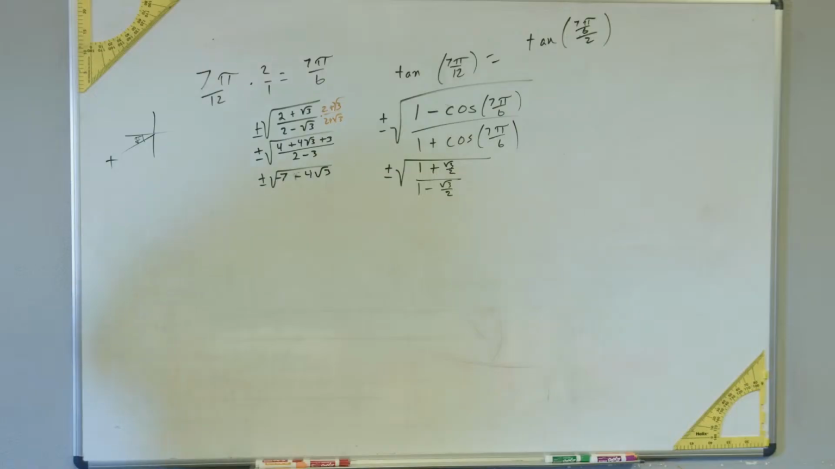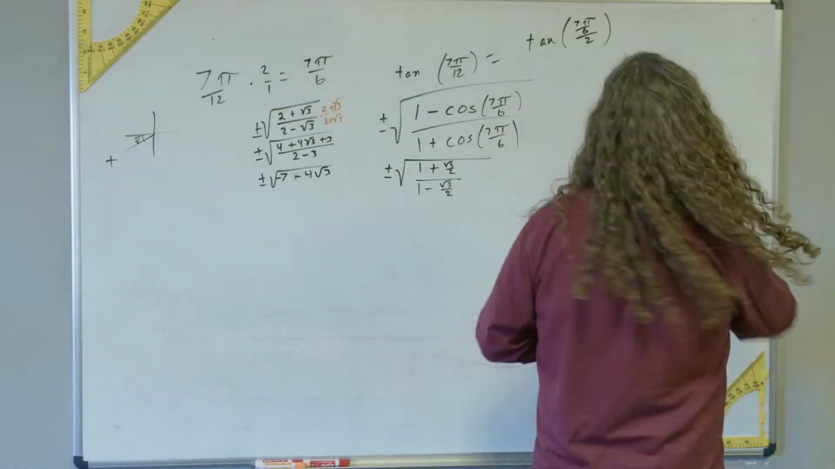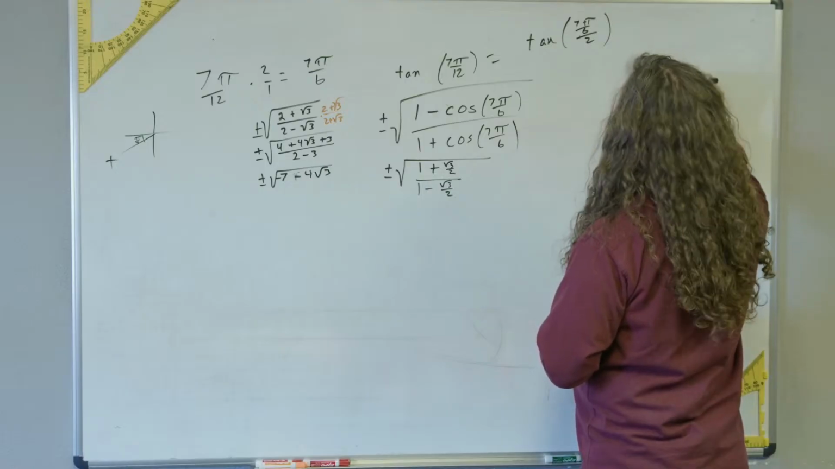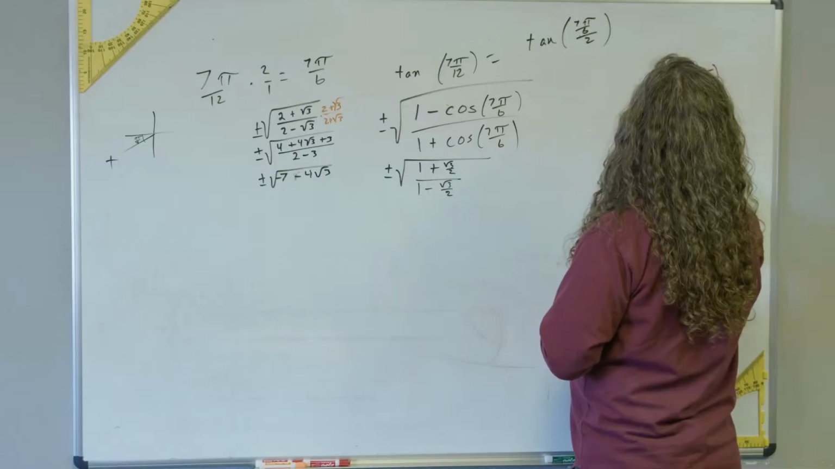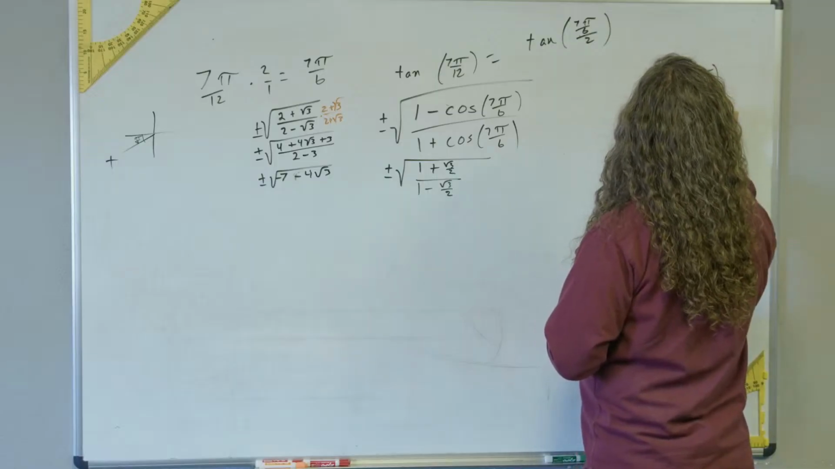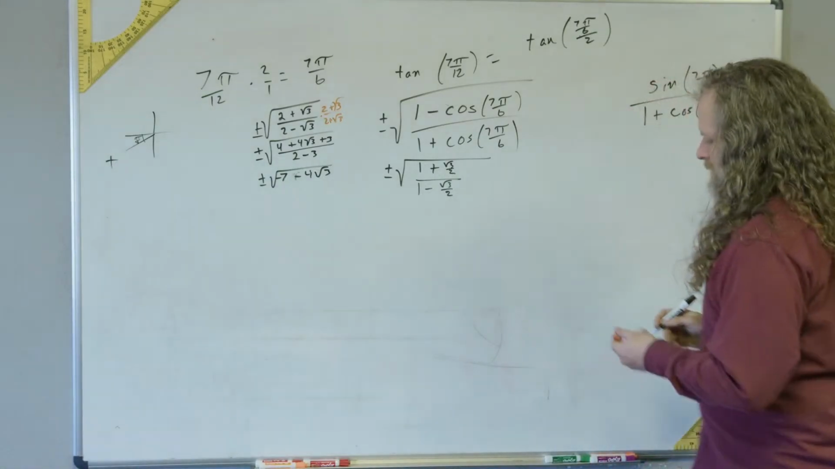Yeah, I was thinking of it all. Which identity did you use? I used the sine over that one. Sine of 7 pi over 6 over 1 plus cosine of 7 pi over 6 is what you used, right? Yes. Great.